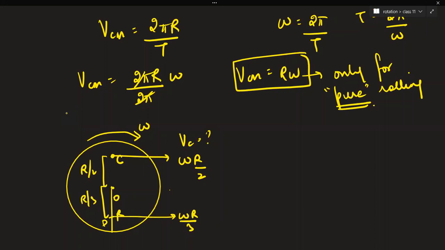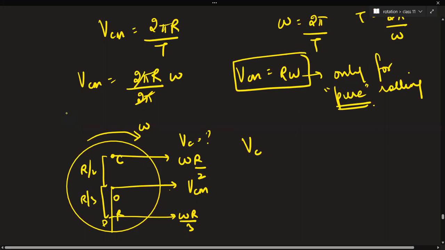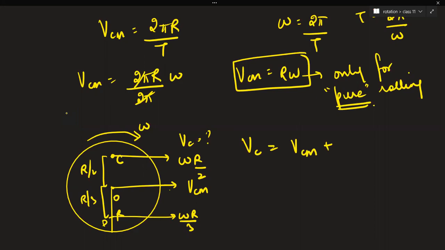And apart from this, at the center you have the velocity of the center of mass. So the velocity at this point C will include the velocity of the center of mass, because that component will be there for point C as well, plus omega R by 2. Like this you calculate, understood? VC will be VCM plus omega R by 2. In this manner you calculate questions like this.